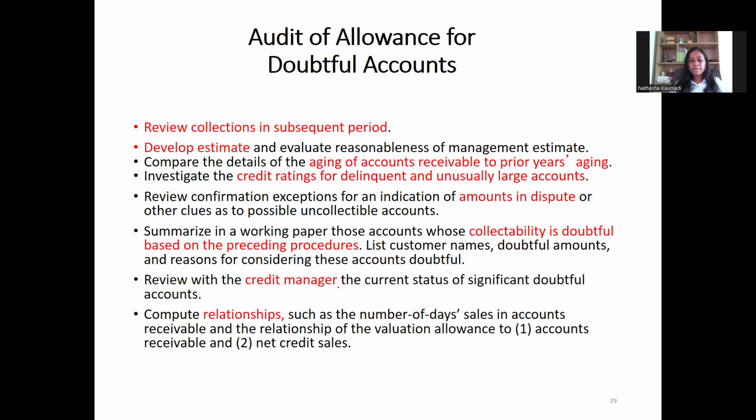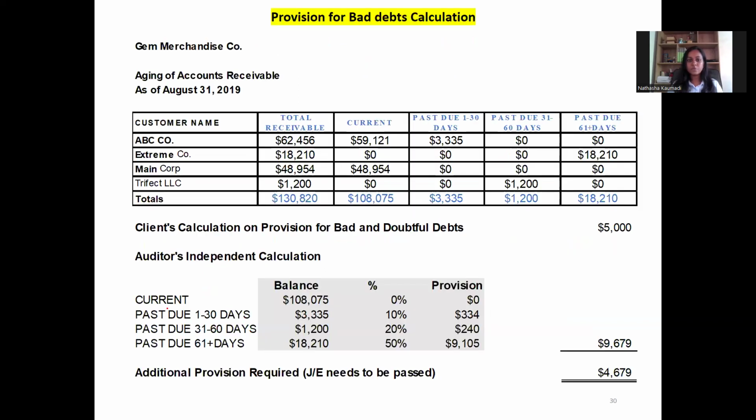Review with the credit manager the current status of significant doubtful accounts. There can be significant doubtful accounts. So with the credit manager, you have to review them, because whether to provide more or to provide less, you have to decide it. Likewise, you have to do audit procedures for doubtful debts. So this is an example.